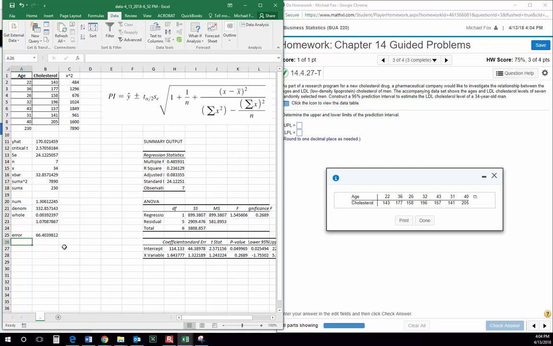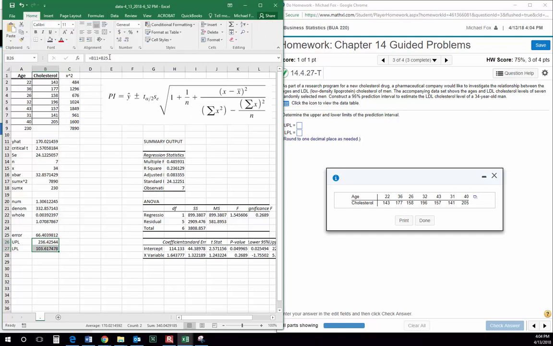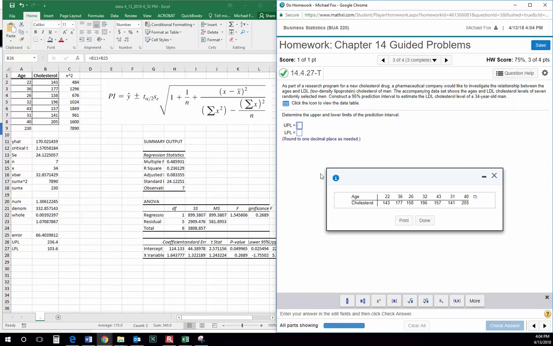So now I can say my upper prediction limit equals my y hat plus my error. My lower prediction limit equals my y hat minus my error. And that should be my answer. Let's hope I didn't screw it up. I think it wants 1 decimal, so just to save me the trouble, I'll have Excel give me the answer in 1 decimal. So my upper prediction limit, 236.4, and my lower prediction limit, 103.6.